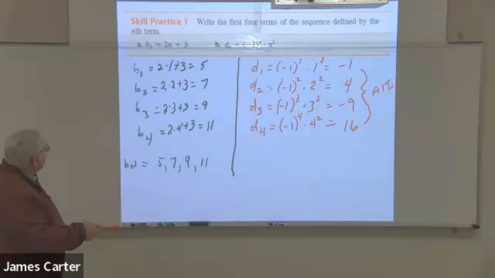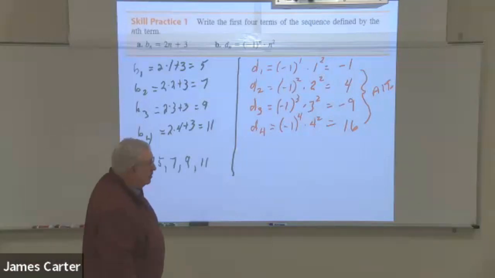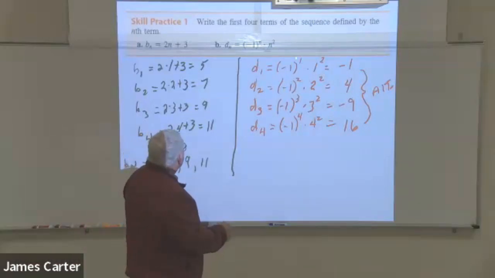Here, we're going to have alternate. We can predict an alternating sequence here. So if n is 1, the first term, we got that, times 1 squared is -1. Second term, we got a +1 times 4 is 4. Third term, we get a -1 times 9 is -9. Fourth term, we get a +1 times 16 is 16.